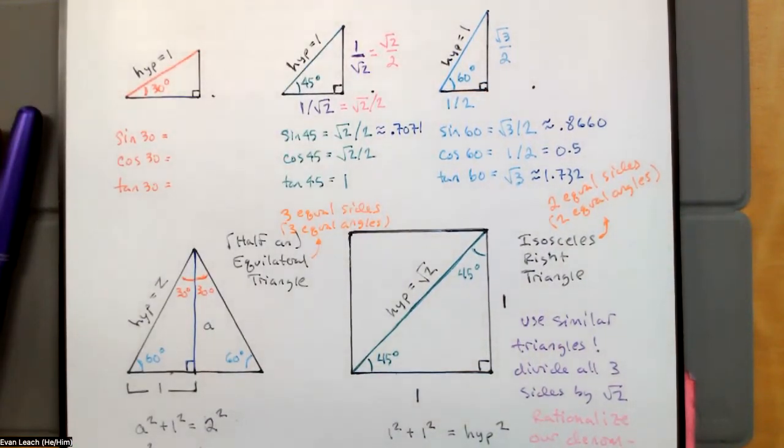Sine of 60 is root 3 over 2. Cosine of 60 is 1/2. Tangent of 60 is root 3. We split an equilateral triangle with side length of 2 to help us remember those values.